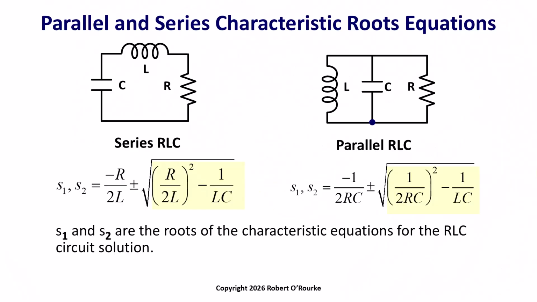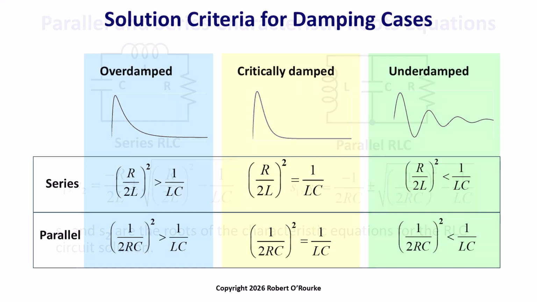The relative sizes of the terms under the square root signs determine the three damping cases: overdamped, critically damped, or underdamped. Let's look at how these criteria for the three different damping cases affect the solution equations and responses.